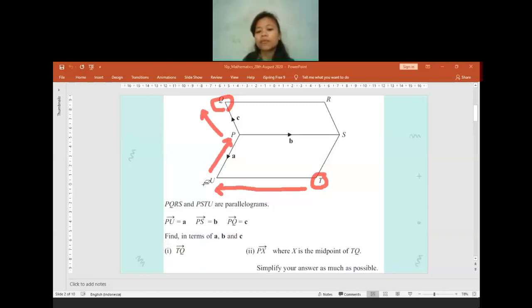So we start from TU. In the vector TU, what will it be? Maybe Fia, can you answer what is vector TU? Fia? Yes, can you help me, what is vector TU? You can check the parallel lines. When it is a different arrow, you just put a negative, and when it is the same arrow, it will still be positive. So what is vector TU?